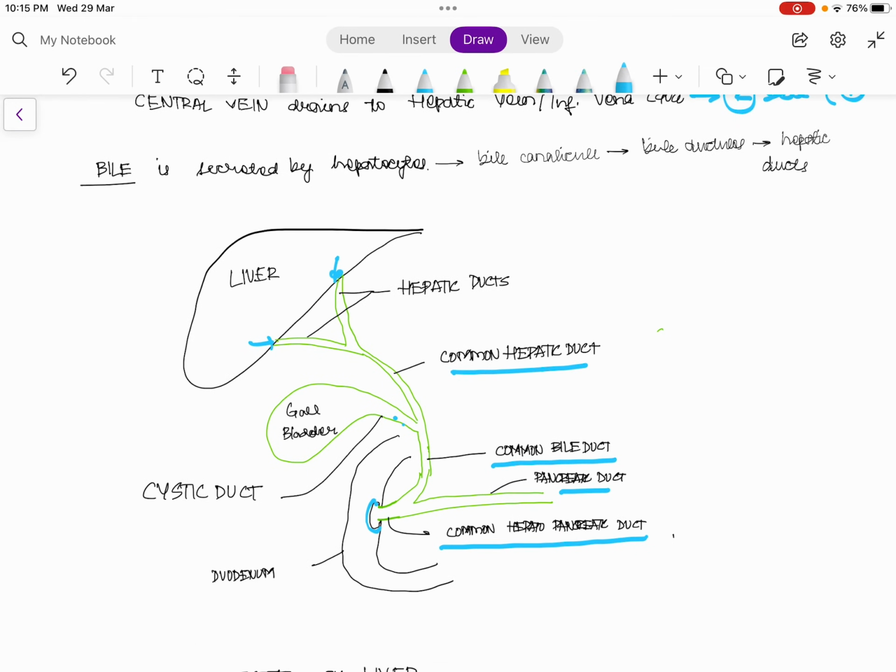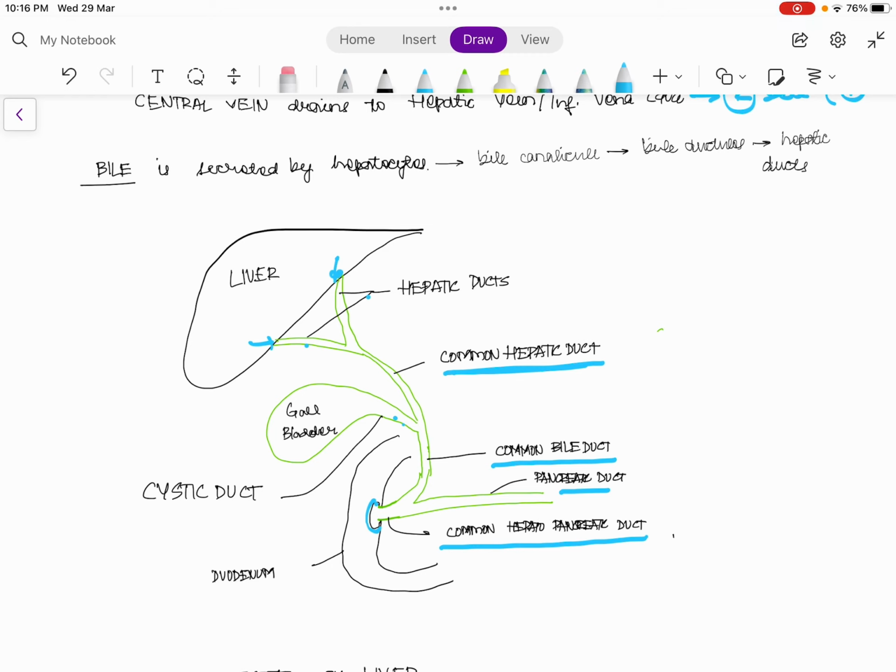Now coming to the direction of flow of bile, bile is secreted by hepatocytes. From bile ductule it goes to hepatic ducts. There are two hepatic ducts, right hepatic duct and left hepatic duct. Both the hepatic ducts join to form common hepatic duct. From gallbladder there comes a cystic duct. Common hepatic duct and cystic duct join to form common bile duct.